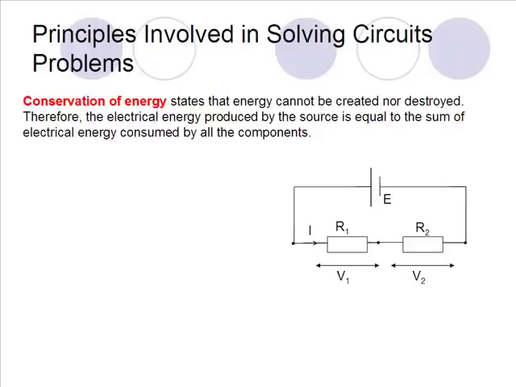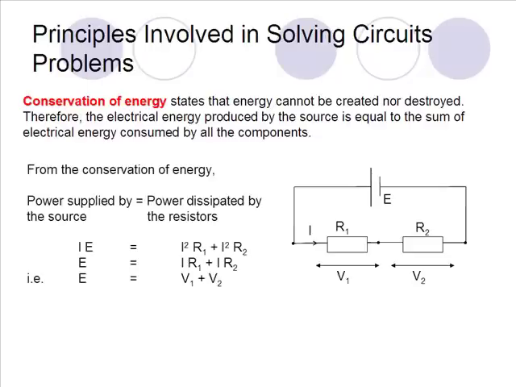Power supply is normally P equals VI. V, in this case, will be the EMF, so P equals EI. So the power supplied by the source must be equal to the power dissipated by the resistor, and the power supplied by the source is given by IE. Any problem with that?